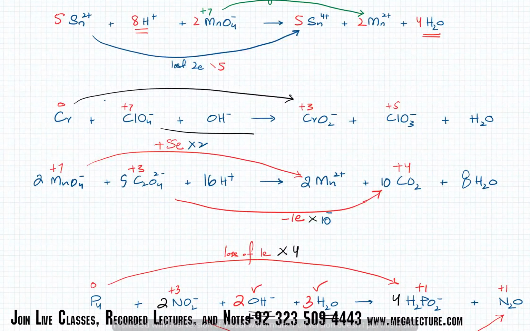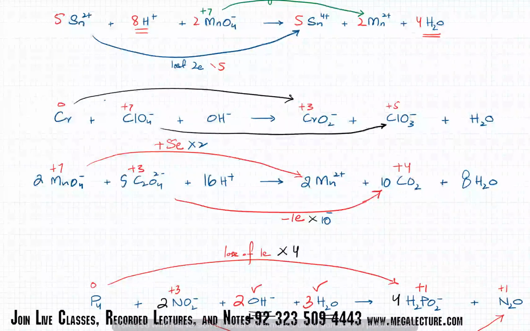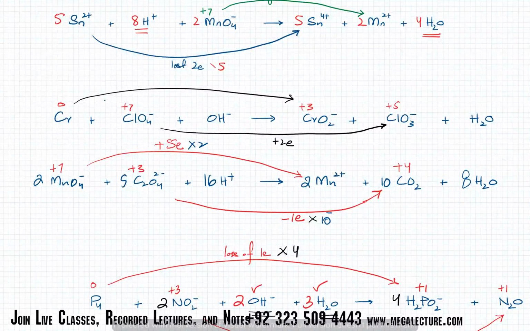Cl is going from +7 to +5, so it gains 2 electrons, while Cr is the one that, what does it do? Loses 3 electrons, right? So I'm going to multiply Cr by 2. So there's going to be 2 Crs, and I'm going to multiply the Cls by 3.